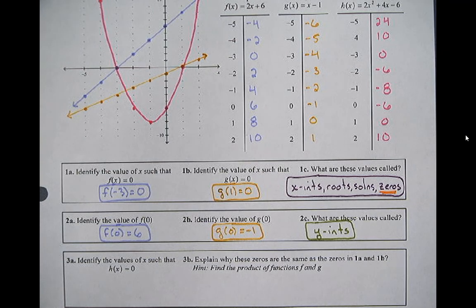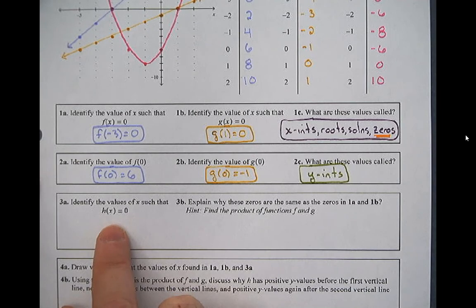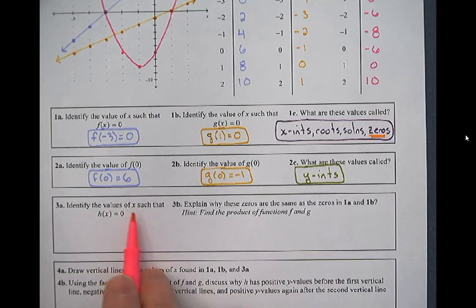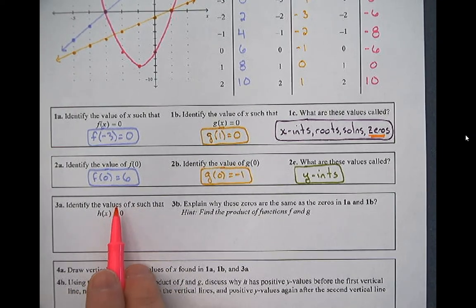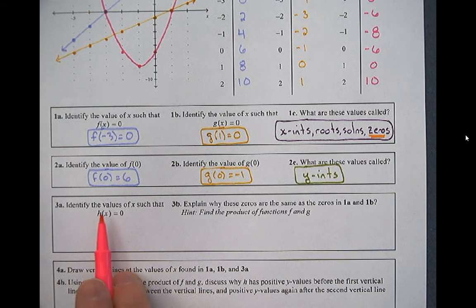Okay, let's have you figure out this one on your own. 3A, you have 10 seconds, go. All right, let's see how you did. Identify the values of x such that h of x equals 0. So that's asking me to figure out what x values for h are at a height of 0.